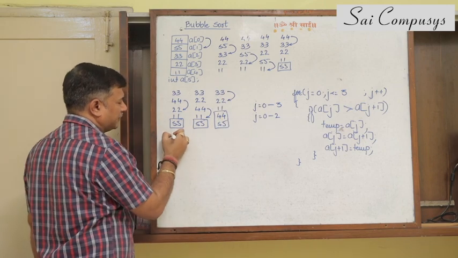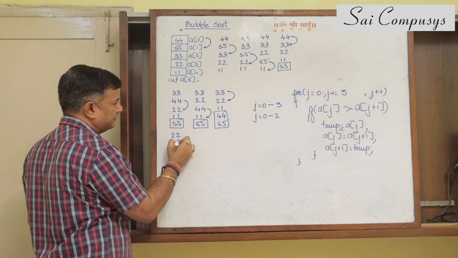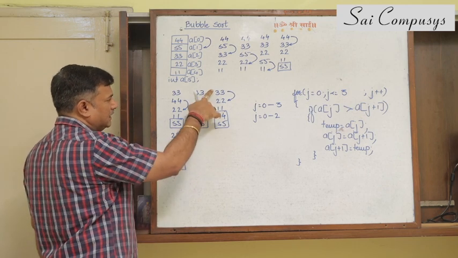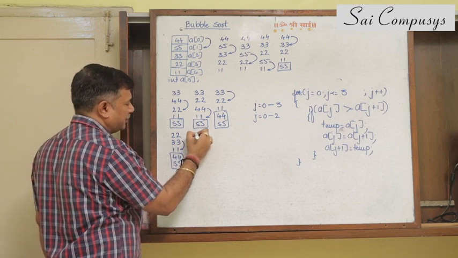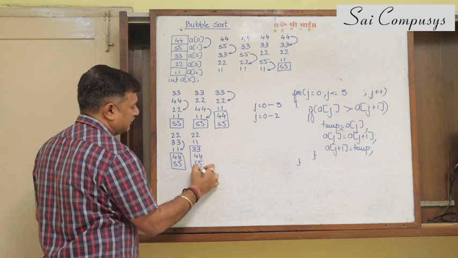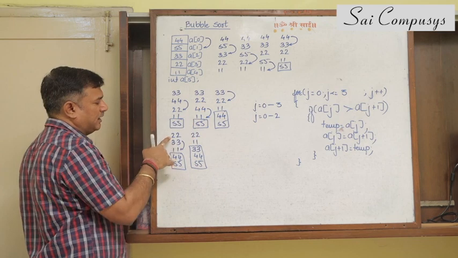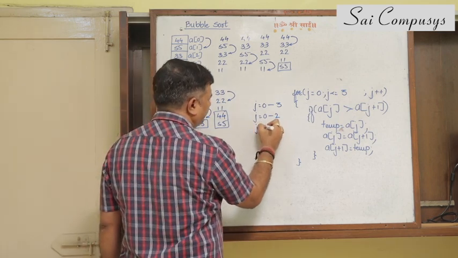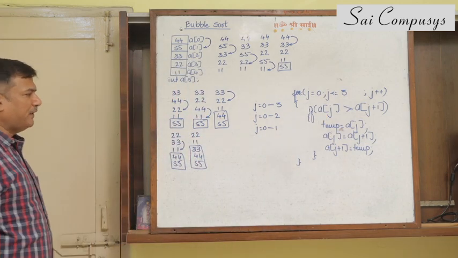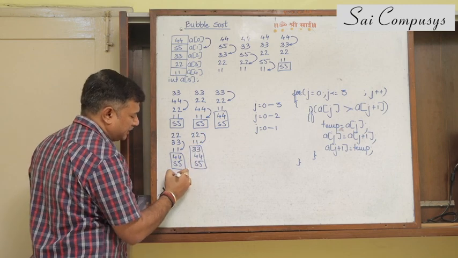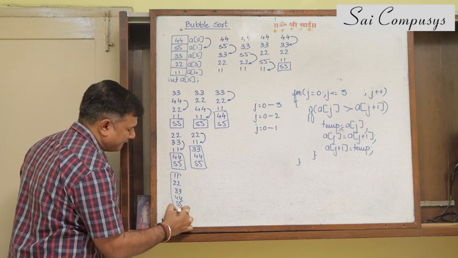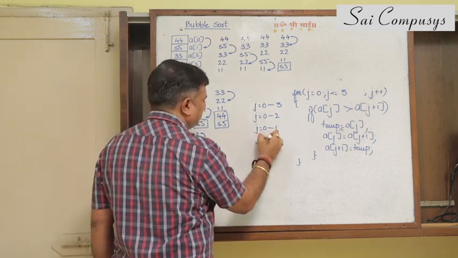Compare 0 with 1, you get 33, 22, 11, 44 and 55. 0 with 1, 1 with 2, you get 22, 11, 33, 44, 55. So what comparisons we have done? 0 with 1, 1 with 2. So the loop of j should vary from 0 to 1. 0 with 1 and then 1 with the next element 2. Finally, I need to compare 0 with 1 so that it gets me 11, 22, 33, 44 and 55. So this loop of j is 0.